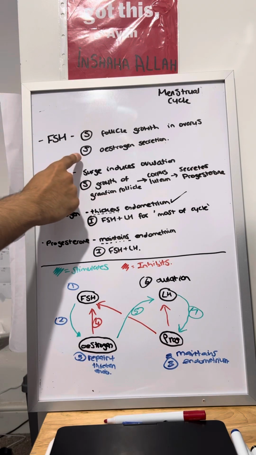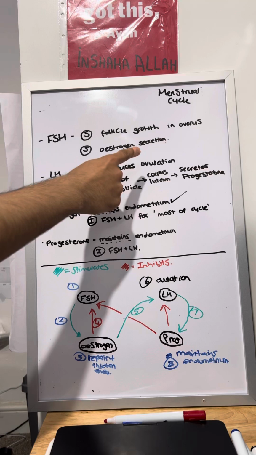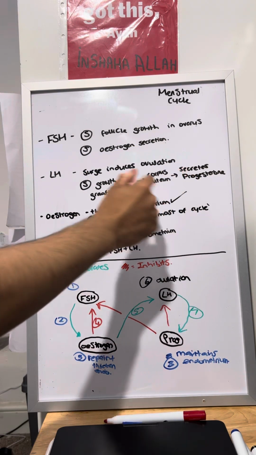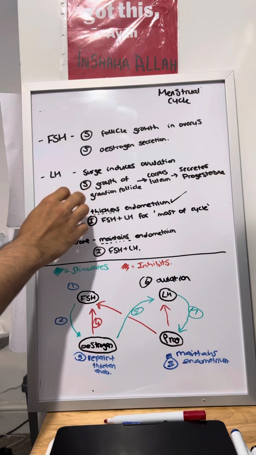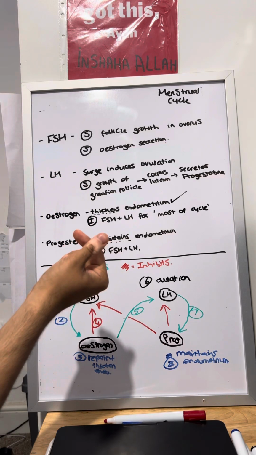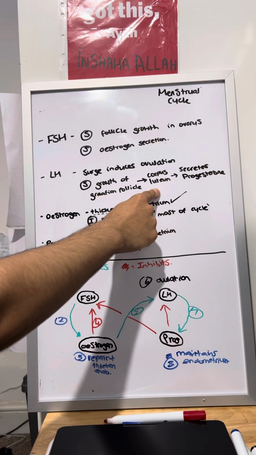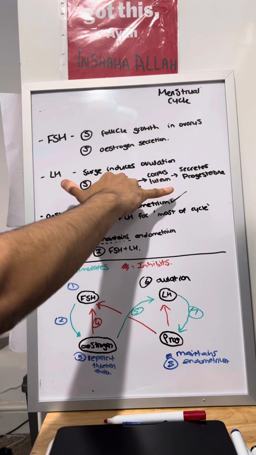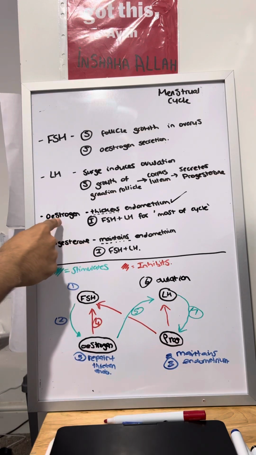FSH causes the stimulation of estrogen secretion. LH is linked to progesterone, although you wouldn't think it, because LH causes the stimulation of a Graafian follicle, which then matures into a corpus luteum, and of course the corpus luteum would secrete progesterone. So that means these two are linked together.